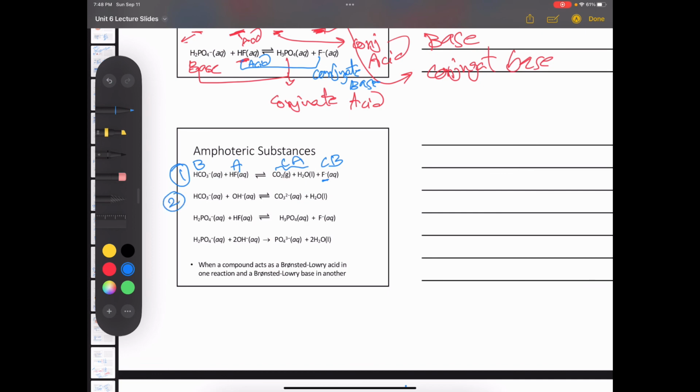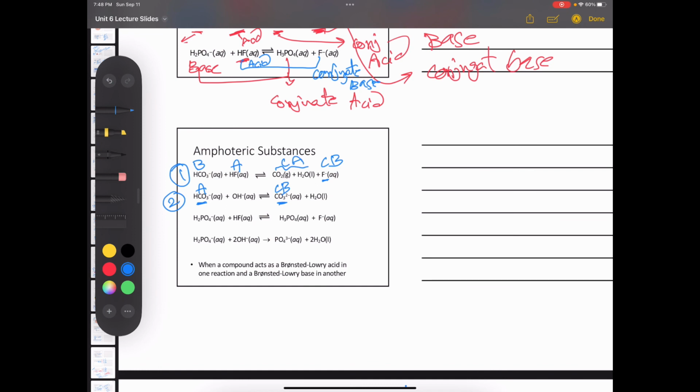Hydrogen carbonate reacting with the hydroxide. And we can see here the hydrogen carbonate has lost the proton, or the hydrogen, that it started with on the reactant side. So we can say at this point, based on the Bronsted-Lowry definition, that the hydrogen carbonate in reaction number two is the acid because it is the proton donor. It had donated the proton. And this will make it the conjugate base.